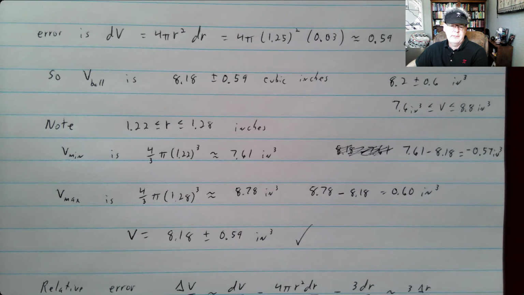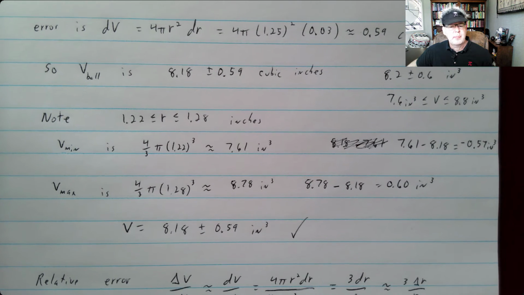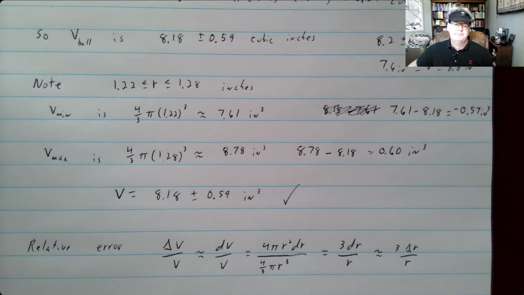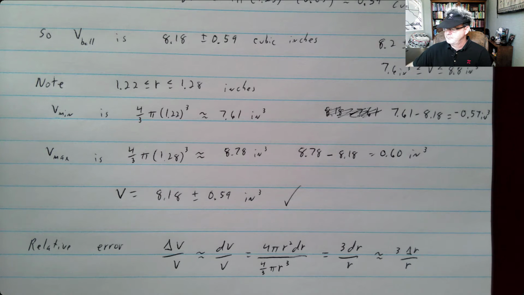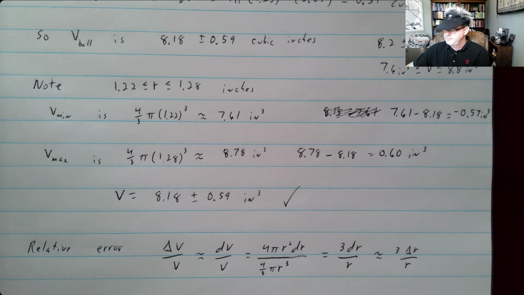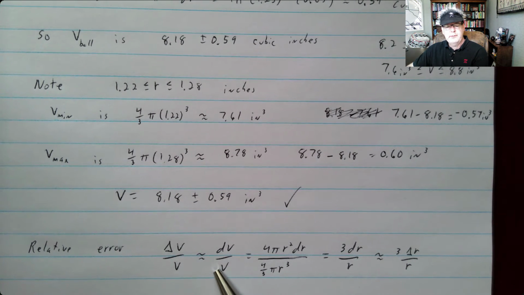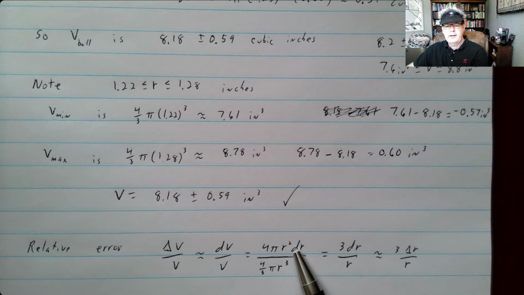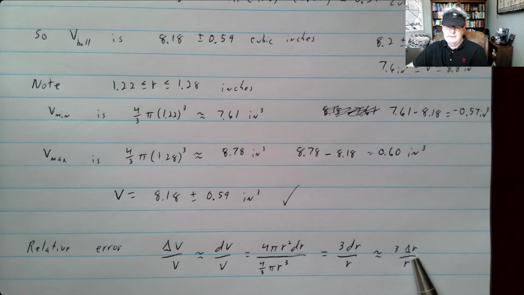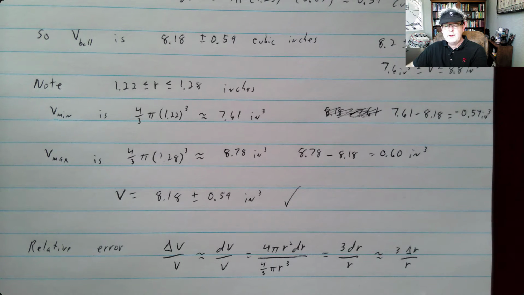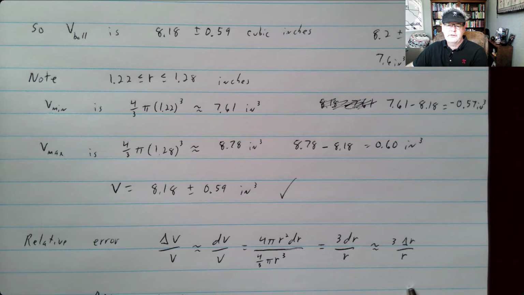Again, which seems like a lot. You had 0.03, but now we're at roughly 0.6. If we look at relative error, that's the error in volume divided by the total volume. It's roughly dV over V, so it'd be 4 pi r squared dr over 4/3 pi r cubed. And if you simplify, the pi r squareds cancel, the 4's cancel, you've got this 3 which will flip up. So you get 3 dr over r, or roughly 3 delta r over r. So it's going to be 3 times the relative uncertainty.